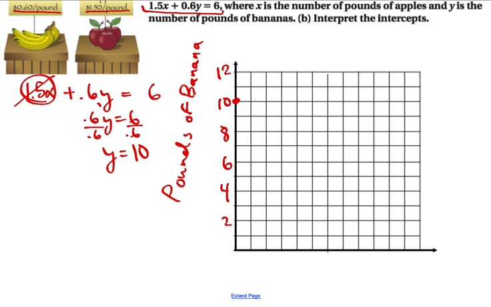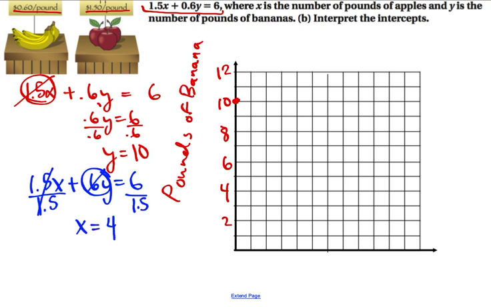Now let's look at the x-intercept. For the x-intercept, same equation, except this time we're going to make y 0, so that gets rid of all that. So we can divide both sides by 1.5, and this gives us x equals 4. So the x-intercept is 4. Now it'll be pretty easy to fit 4 here. So there's the x-intercept, and I'm going to label it pounds of apples. Now let's make it a capital A.